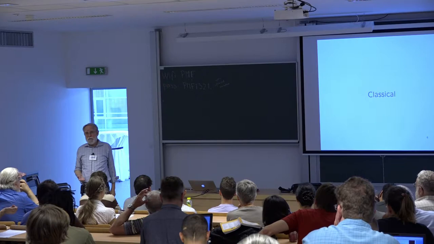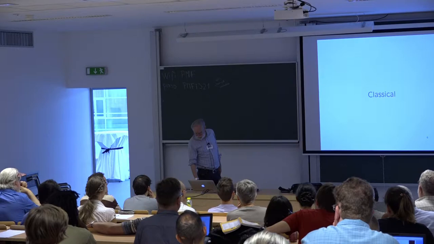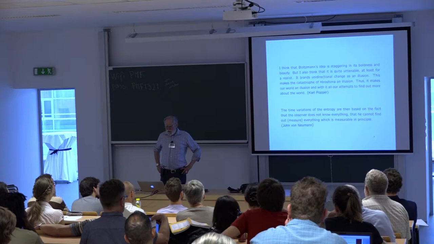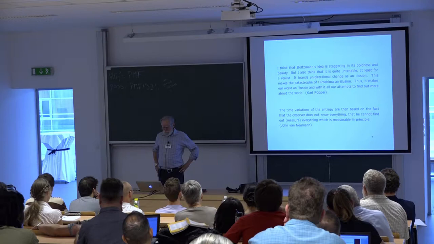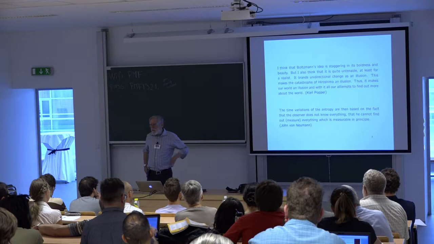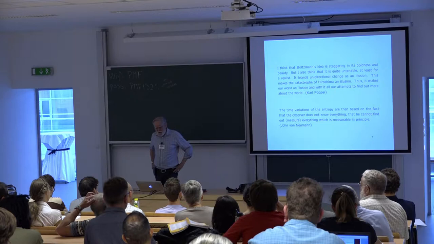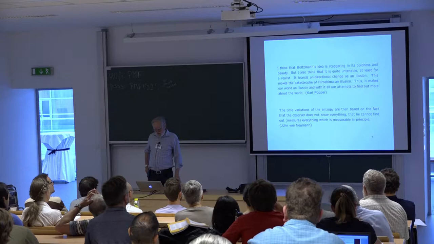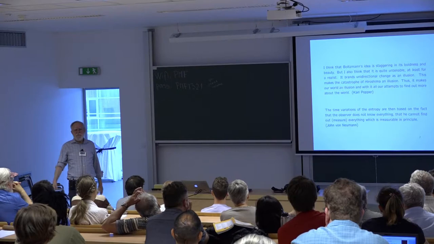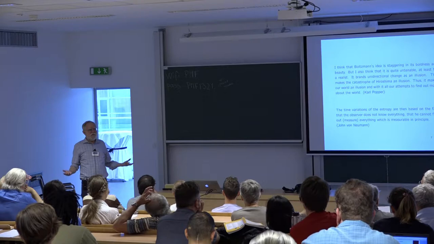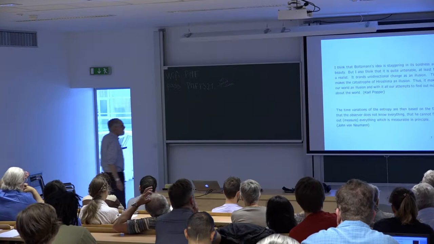So, first quote is Popper. I think that Boltzmann's idea is staggering in its boldness and beauty. But I also think that it is quite untenable, at least for a realist. It brands unidirectional change as an illusion. But this makes the catastrophe of Hiroshima an illusion. Thus, it makes our world an illusion, and with it, all our attempts to find out more about the world. I think what he's saying here is that there are objective facts about the thermodynamic behavior of objects. These facts should not depend on knowledge, or on what we can or can't know. They just are.